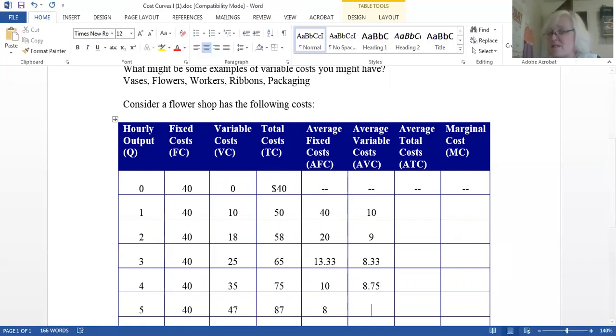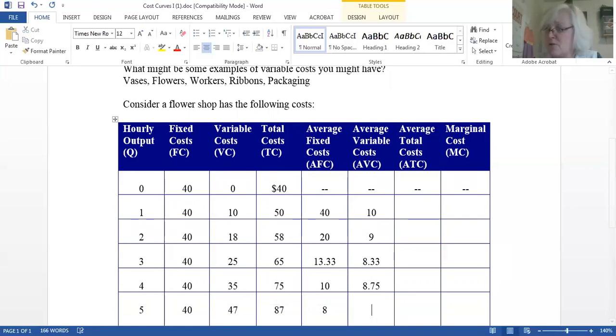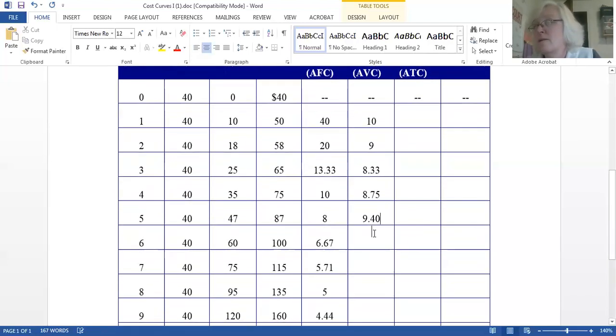And I'm going to take the 47, and I'm going to divide it by 5. $47 of variable cost divided by 5 units. It's a per unit cost of 9.4. Okay. Now I've got $60 of variable cost to be divided over 6 units. Well, that one's pretty easy.